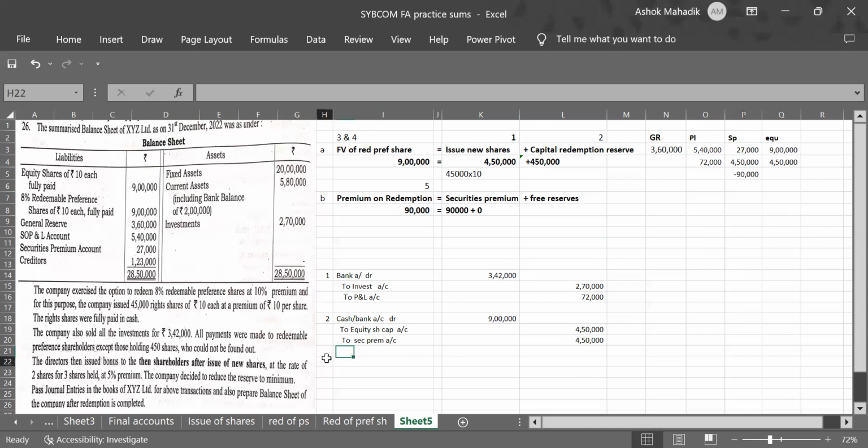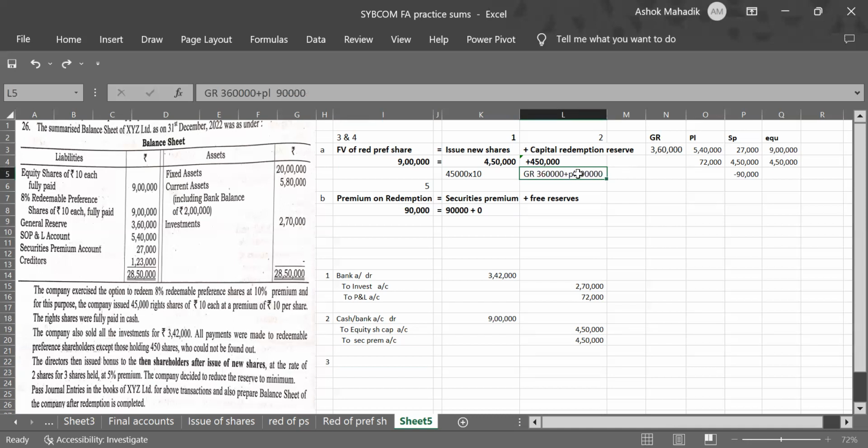Second entry is CRR. Let us decide which reserve we shall use to create CRR. As I told you, we can use only free reserves. So we need to create CRR worth 4,50,000. We have free reserves like general reserve and PNL. Let us use general reserve first. How much do we have? 360. So I'll write 3,60,000 from general reserve, plus how much PNL do we need? 450 minus 3,60,000, so additional 90,000 I need. So 90,000 will be from PNL.